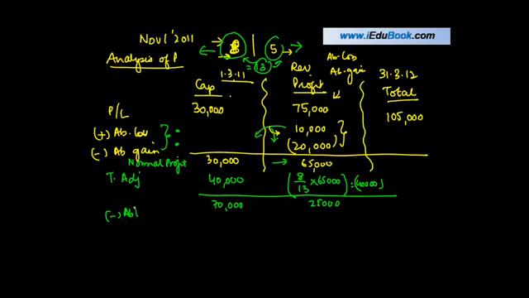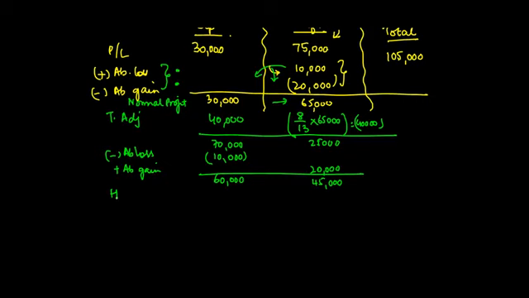Less abnormal loss, 10,000, add abnormal gain, 20,000, this gives me 60,000, this gives me 45,000, right? I allocate this between the holding and the minority, which is 70% and 30%. So this will be 70% of 60,000 or 42. This will be 18. Again, this will be 13,500, 14, 15, 31,500.